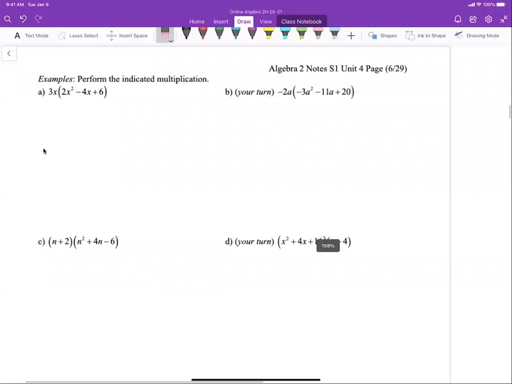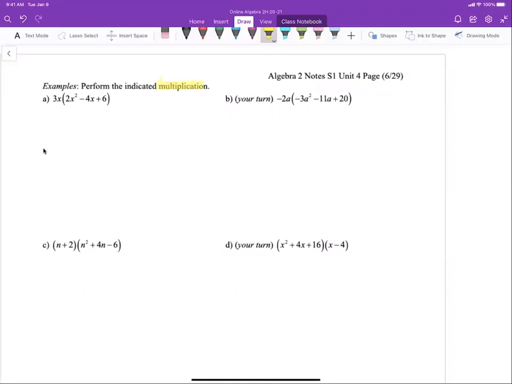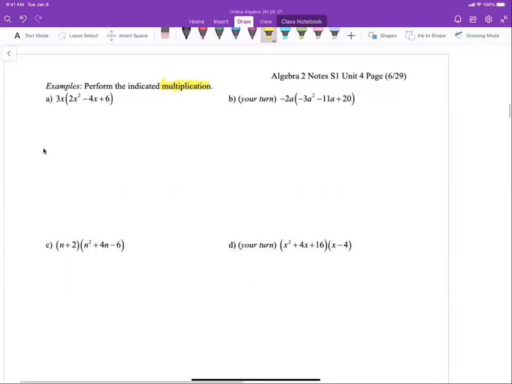Okay, moving on. Now we are going to do multiplication. What we have here in A is 3x, and it is essentially going to be multiplied by everything. It is multiplying each term within the polynomial. So I have to multiply each term by 3x.